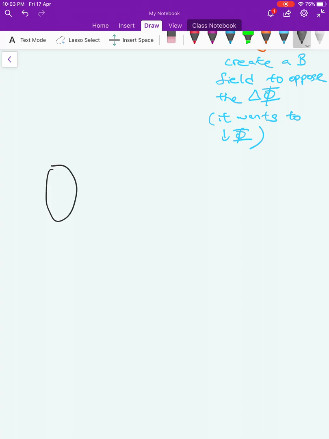Now let's look at the south pole going towards the coil, with the same orange B field. At this point the coil experiences a quite weak B field as well, because the strength of the magnetic field depends on the closeness of the field lines. Then I move the magnet towards the coil.